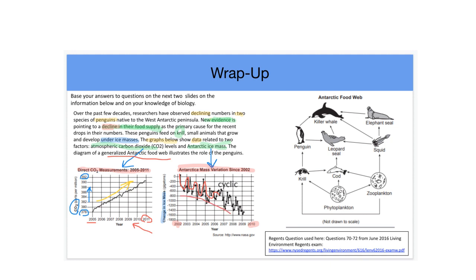As you can see, it was around negative 200 at the beginning of 2002, and then in 2009 that number is below negative 1,400. So basically this is what you have. You have evidence here that the CO2 has been going up, and on the other hand you also have evidence of the Antarctica ice mass going down.